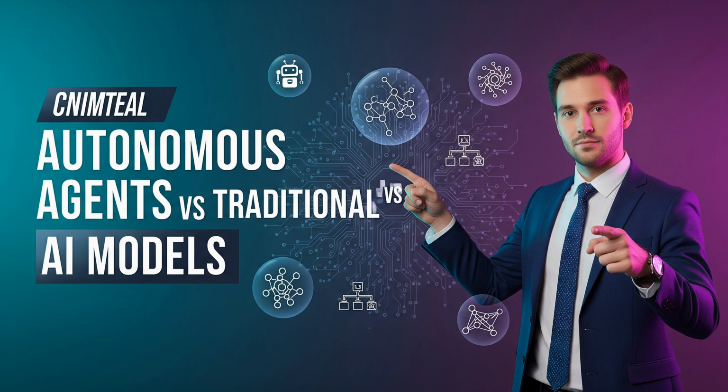If you've been hearing the buzz about autonomous agents and wondering how they actually differ from the traditional AI models we've used for years, today's episode is for you. I'll break down the technical differences, practical trade-offs, and real-world use cases so you can decide which approach fits your project. Stick around until the end. I'll share a simple decision checklist and a demo concept you can try in under an hour.